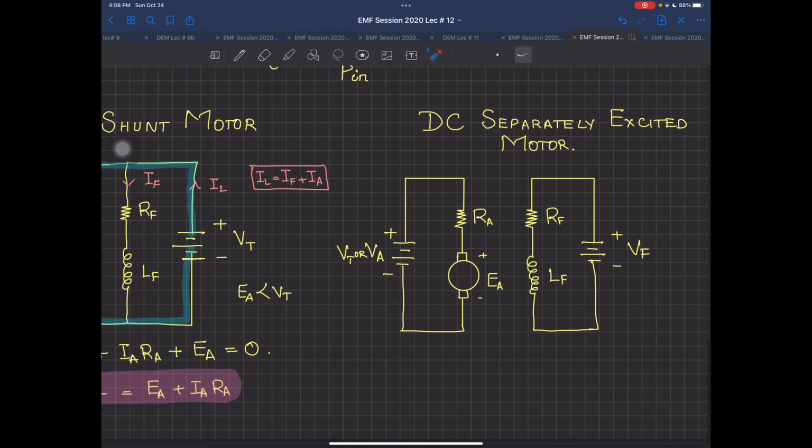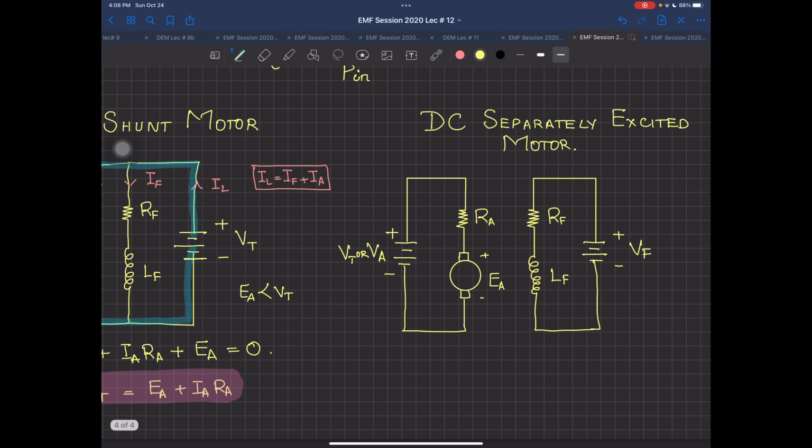Now, if we do a similar analysis for this kind of machine, this one is also going to have a field current, but this is totally separated from another source, and this one is IA. So you can call IA equal to IL, and IF you can call VF divided by RF. Now, why is this so? Why have I not taken this inductance into effect? Because I am assuming this is a constant voltage source.